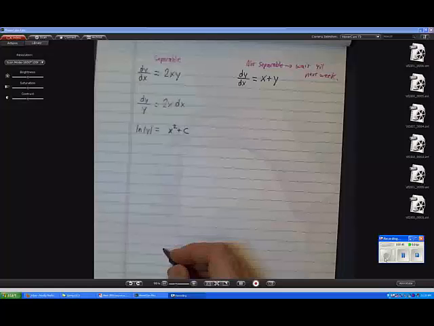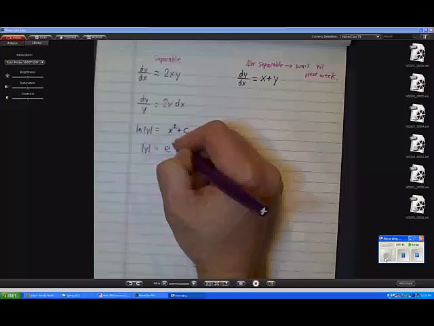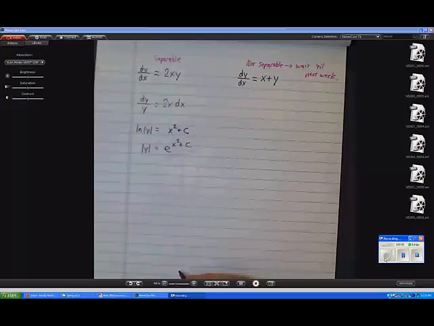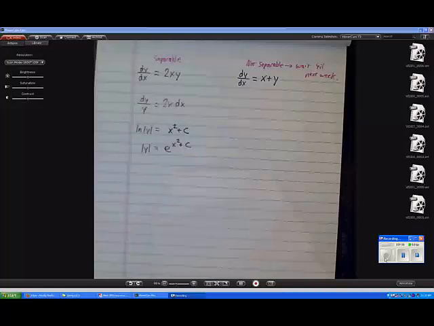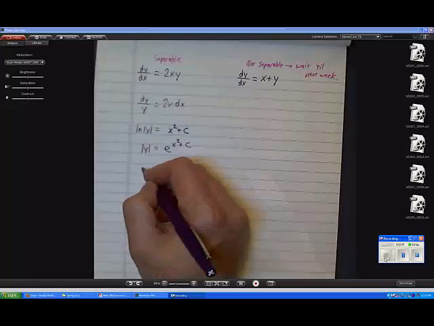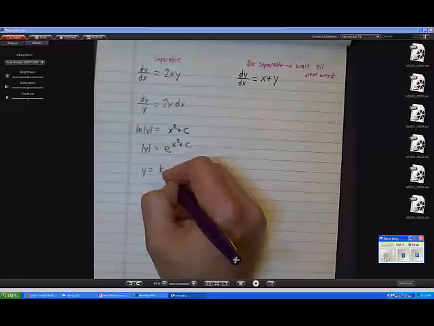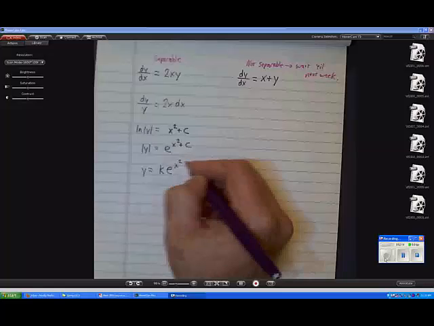So the absolute value of y is e to the x squared plus c. And then, what would I do next? Okay, so we could say y equals k e to the x squared.